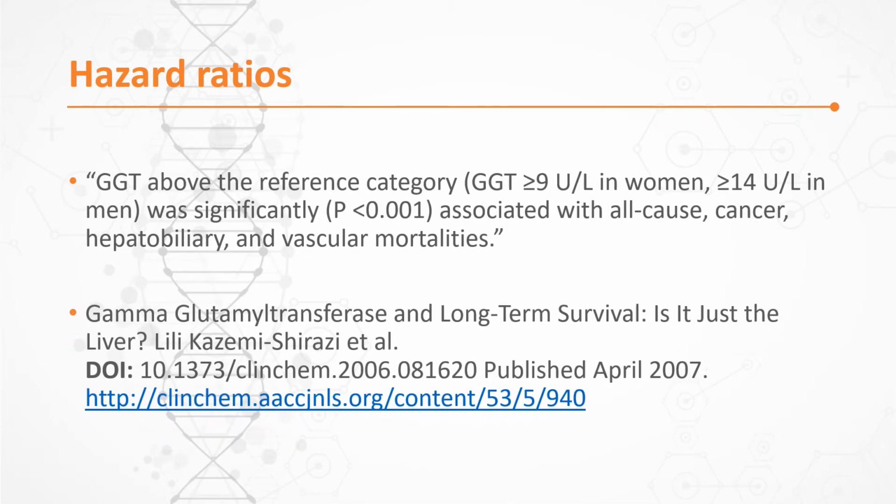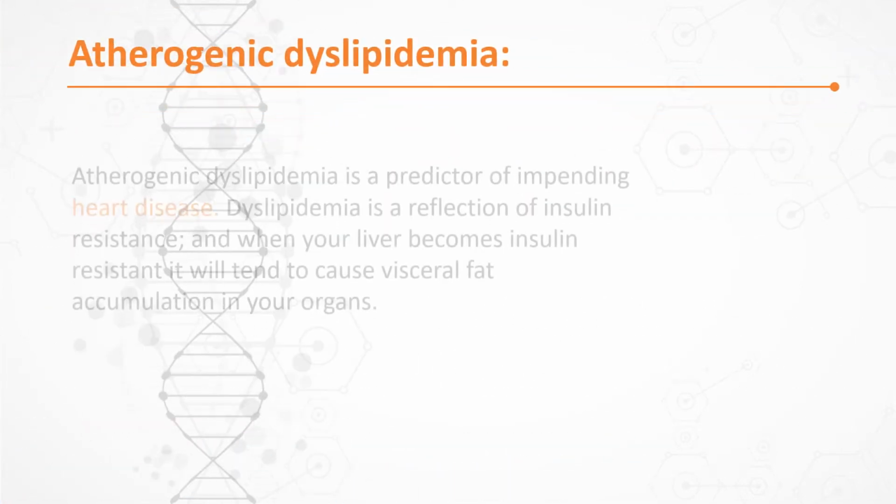GGT above the reference range for women, greater than 9, or 14 for men, has a p-value of 0.001 associated with all-cause mortality, cancer, hepatobiliary cancer, and vascular mortality. And this is a pretty significant number. This is much more significant than when you look at LDL.